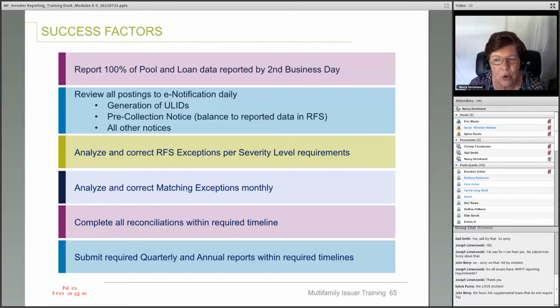This slide provides a list of success factors. These factors are normally met when an issuer has a plan or a checkoff list for monthly activities. It would include any items that would fall under monthly, quarterly, or yearly reporting.